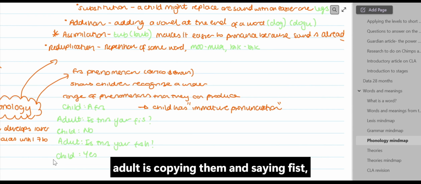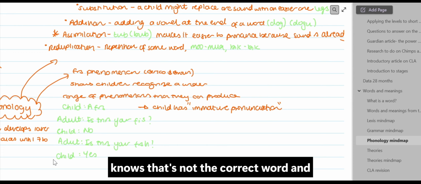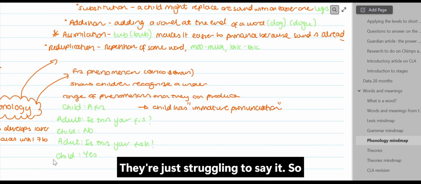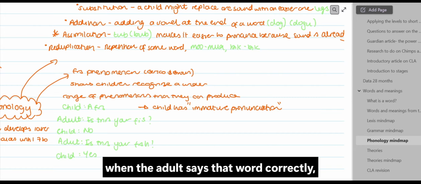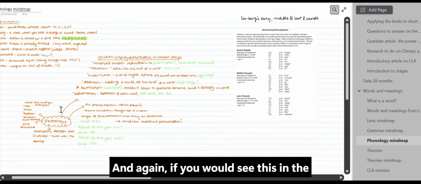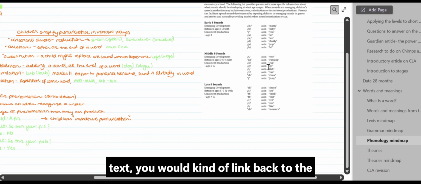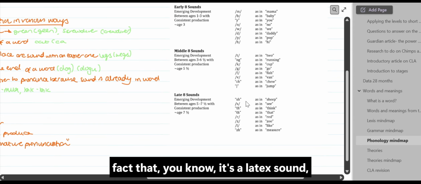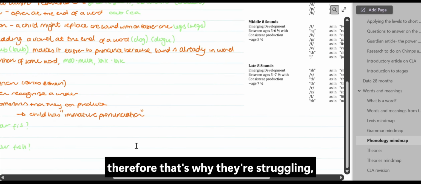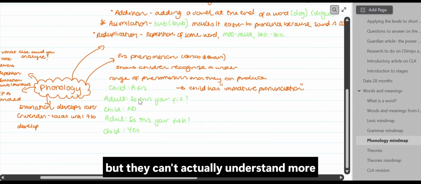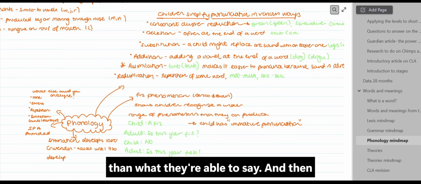And so when the adult is copying them and saying fist, the child is saying no, because the child knows that that's not the correct word and that's not what they're trying to say. They're just struggling to say it. So when the adult says that word correctly, then the child says yes and they agree. And again, if you were to see this in a text, you would link back to the fact that it's a late sound, therefore that's why they're struggling. But they can actually understand more than what they're able to say.